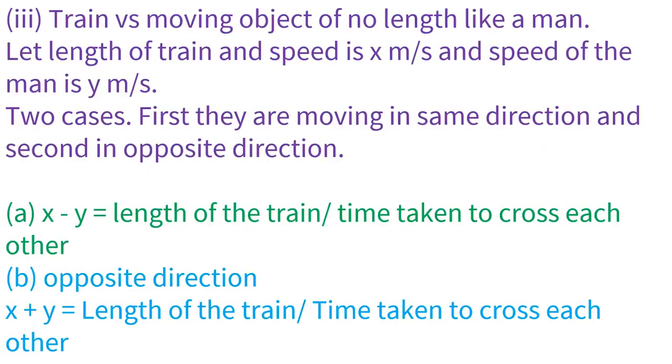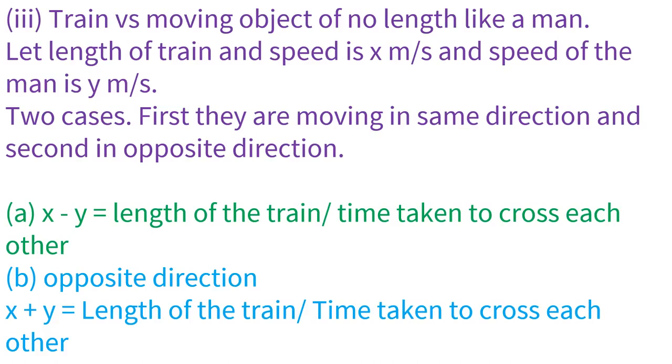Train versus a moving object of no length. In the first two cases the object was stationary, in the first with no length, in the second with length. Third is a moving object with no length, for example a man. So here the length of the train is L meters, its speed is x meters per second, and the speed of the man is y meters per second, because he is moving, so some speed will be there.